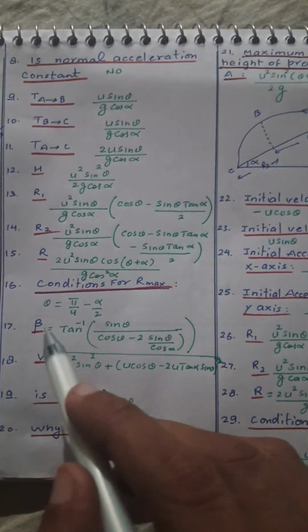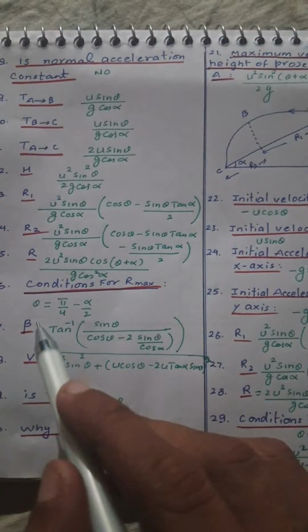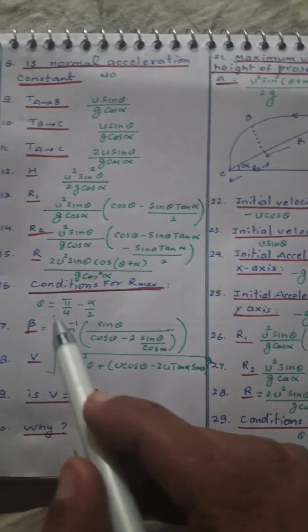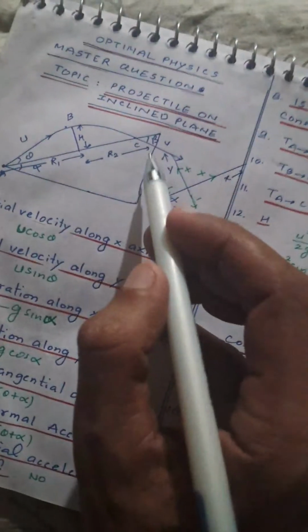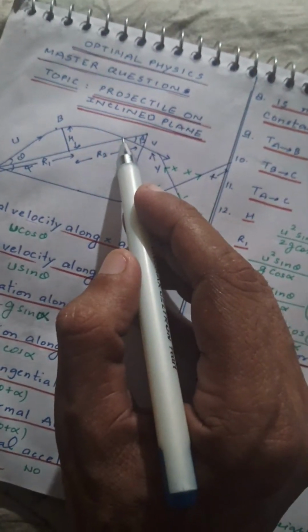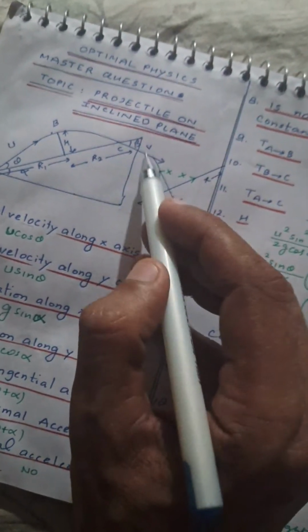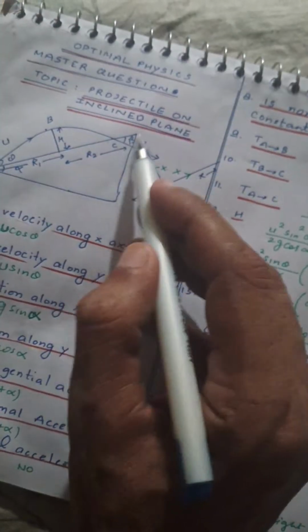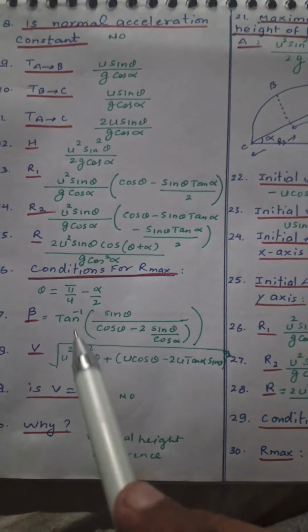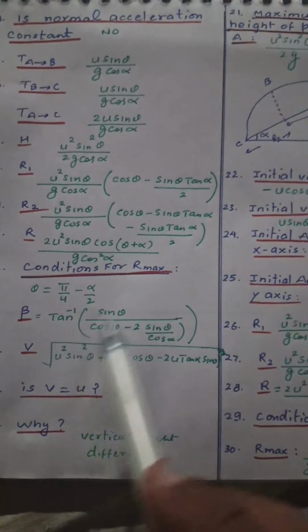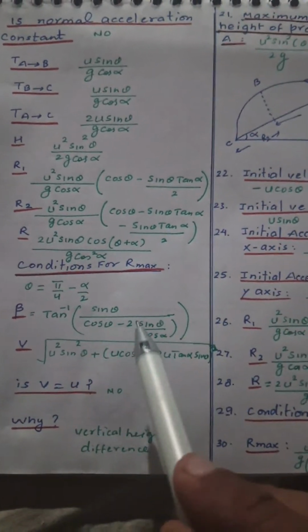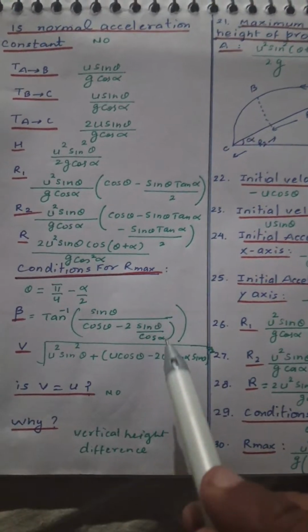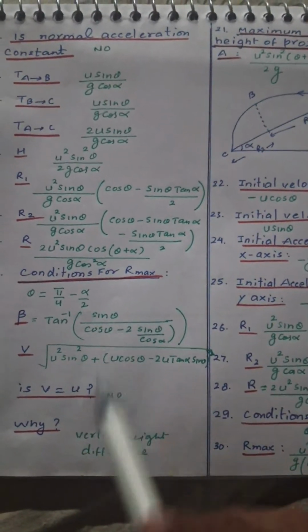Now there is the angle made by the velocity when it strikes the inclined plane. So here it meets at the point C, and the velocity vector makes an angle beta with the inclined plane. So the angle can be calculated as beta is tan inverse of 2 sine theta by cos theta minus 2 sine theta by cos alpha. Using this expression, we can calculate this angle.